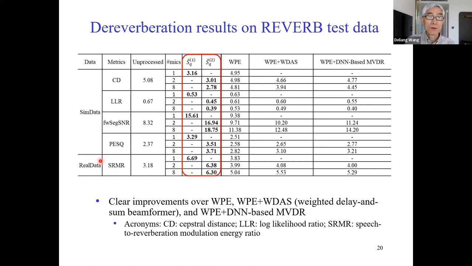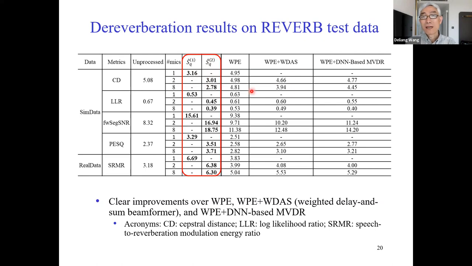including even the real recorded data, where the metric is SRMR, a so-called non-intrusive metric, which stands for speech to reverberation modulation energy ratio. If you have a single channel, there's no point in performing single-channel post-filtering, so we take the first stage output as the final result. If you have more than one microphone, we have array processing, then we take the second stage or the post-filter output as the result.